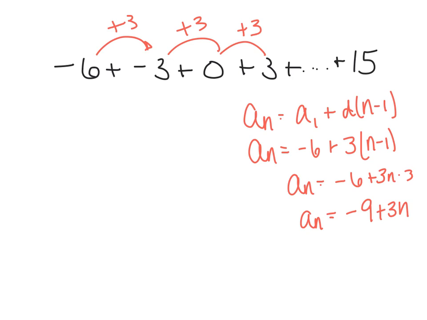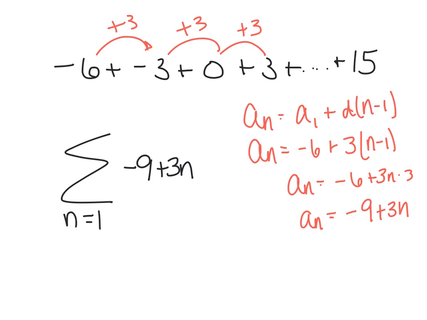Okay, so once I have the rule, I think we're in great shape here. So I'm going to say, okay, well, this sequence is the sum of -9 plus 3n, there's my rule, from an index of n equals what? What number would I first plug in here? Well, if this is the first term, hopefully you're plugging in the number 1. Let's just verify that it works.